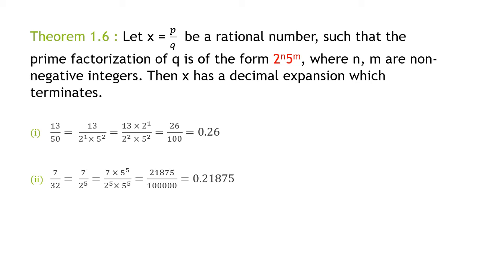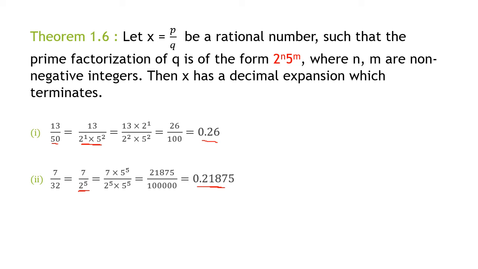You can see here we wrote 13 upon 50. The denominator is in the power of 2 and 5. Because it is in the power of 2 and 5, it terminates. Then we got 7 upon 32. 32 is 2 raised to 5. Because it is in the power of 2 raised to 5, it terminates. So theorem 1.5 and theorem 1.6 are actually the converse of each other. And I hope it is very simple to understand.